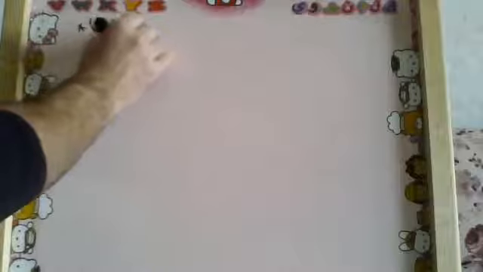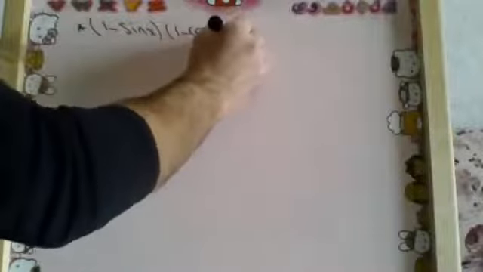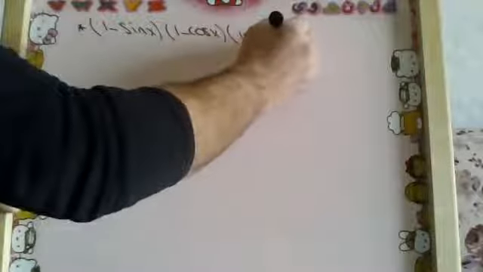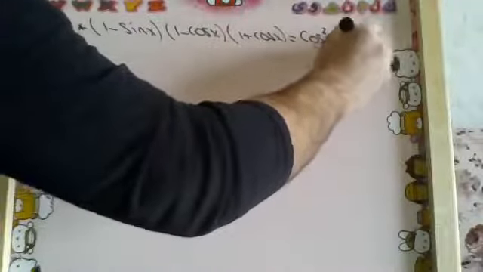Another one. You have to prove that (1 minus sine x) into (1 minus cosine x) into (1 plus cosine x) is equal to cosine squared x times sine squared x over 1 plus sine x.